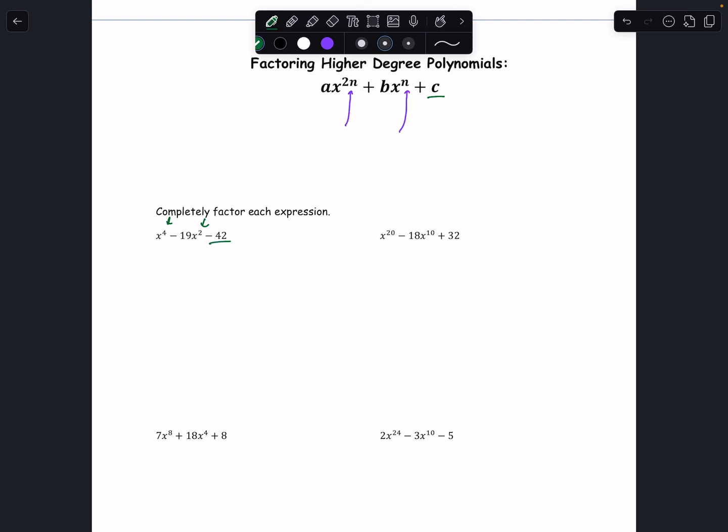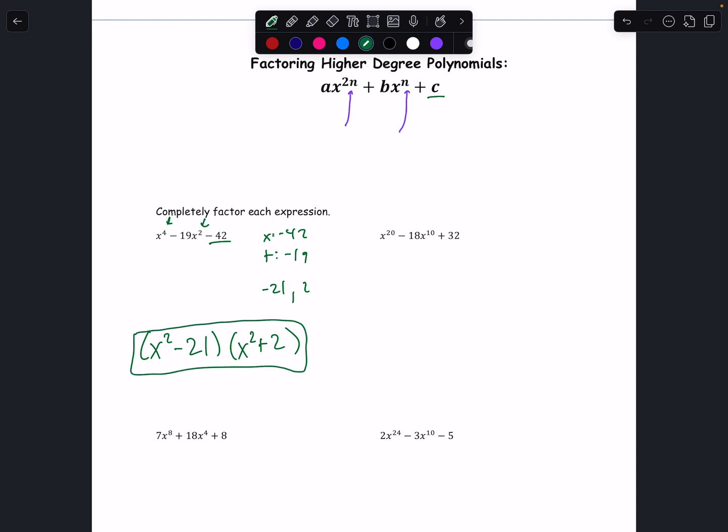So we can do our factor by grouping, or if you notice, our lead coefficient is 1. So we could say what two numbers multiply to negative 42 and add to negative 19. If you were thinking negative 21 and 2, you are correct. So that would be x squared minus 21 and x squared plus 2. Any difference of two perfect squares there? Nope, we're good. Circle it. Keep moving.